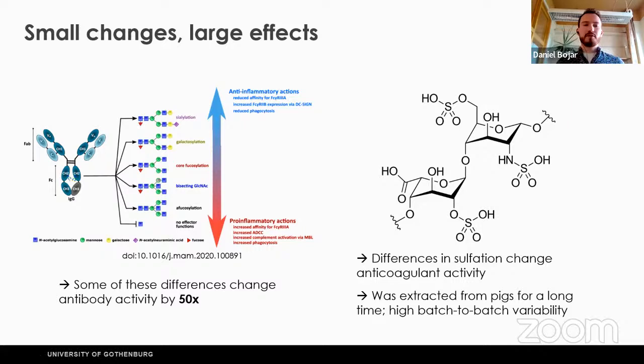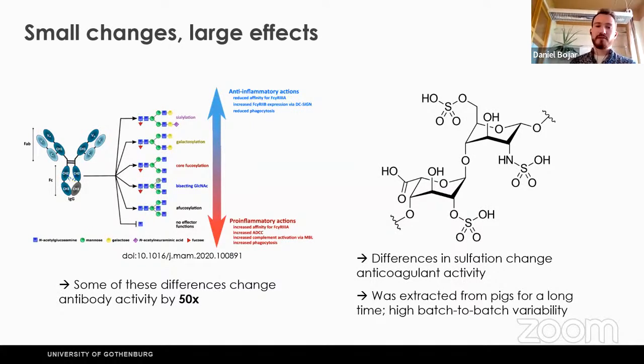But the important part is that where and how many of these sulfate groups you have in the molecule dramatically changes its properties. So how potent is it, and what kind of pharmacokinetic properties does it have? So it's almost like a sulfate code.